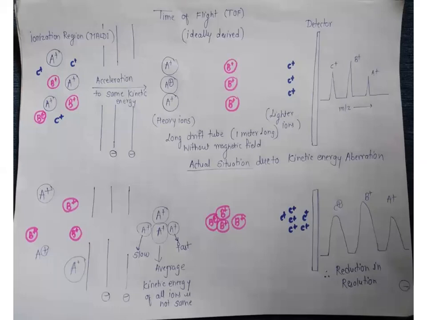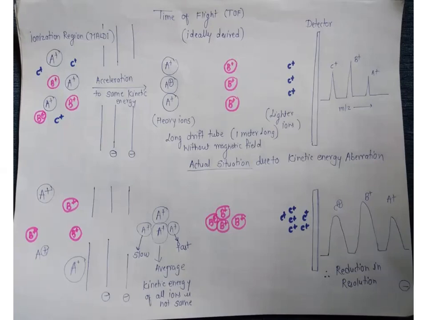Once the ions leave the acceleration region, they fly into the long drift tube. So this is approximately 1 meter long drift tube, and herein we don't apply any kind of magnetic field. In case of magnetic sector kind of analyzers, we do apply magnetic field, and this magnetic field helps in deflection of ions based upon their mass to charge ratio. The difference out here is that we have a very long drift tube and into which we haven't applied any kind of magnetic field.